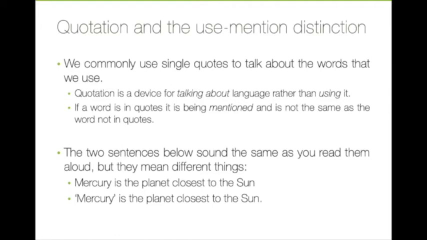Mercury is the planet closest to the sun. That's a true statement. Quote, Mercury is the planet closest to the sun. That sentence is absurd. It says that a word is a planet. So when a word is being mentioned, it doesn't have its normal meaning. It just refers to the thing in language and not the thing we use the language to talk about.